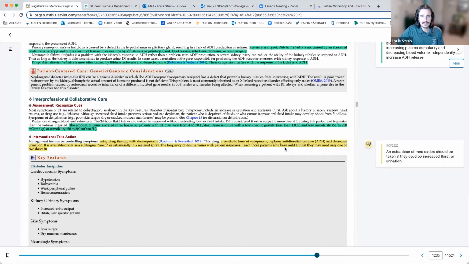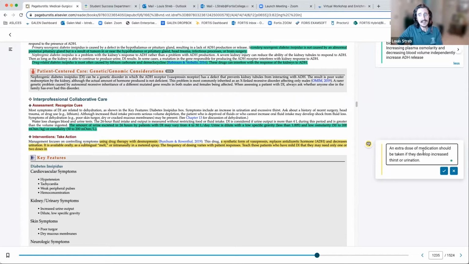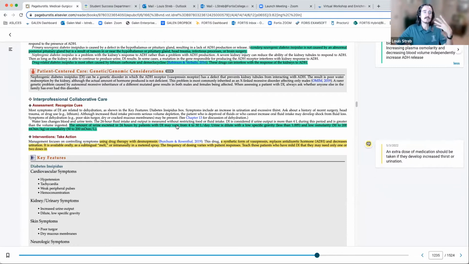So these types of patients who have mild diabetes insipidus will usually be on this for a couple of doses, and they kind of move on from there. But it's important for you to teach them that an extra dose of that medication may very well be indicated if your thirst starts to increase, if your urination starts to increase, right? This is going back to medication. I'm not asking you to memorize medications.